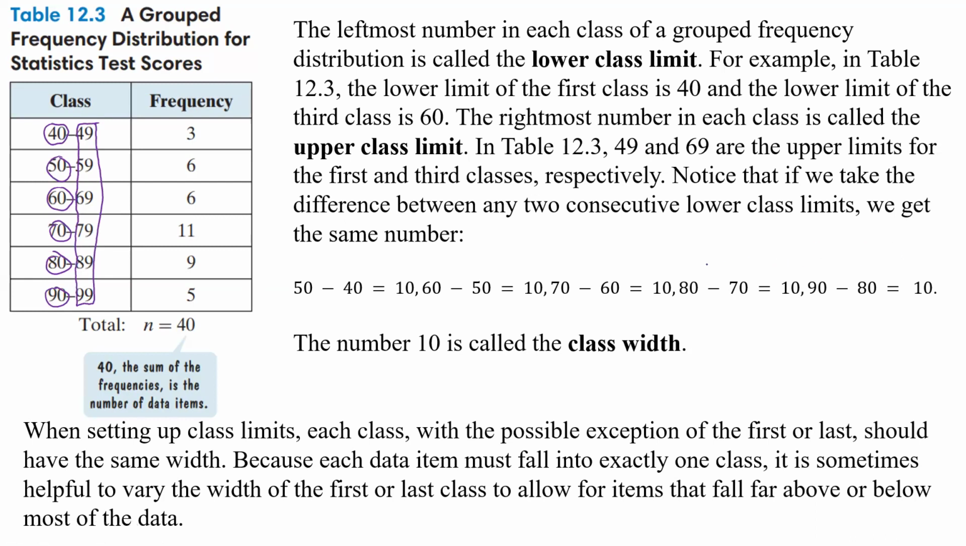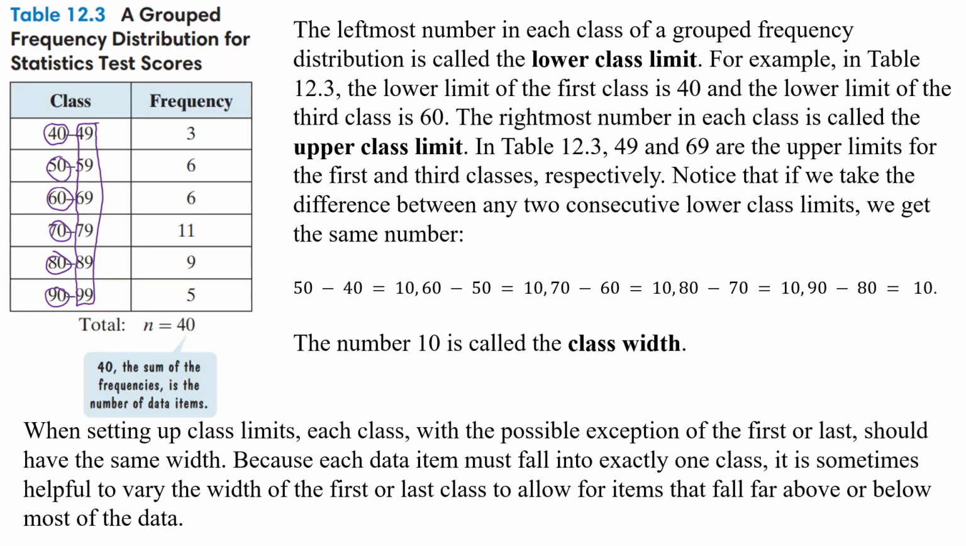Okay. And so now we're going to look at the difference between any two consecutive lower class limits. We are going to get the same number. So 40 to 50 is 10. 60 to 70 is 10. 80 to 90 is 10. So no matter what we do, it's all by 10. And that's kind of a key thing, how it is split up there. So that's called the class width. The width of each of the classes is 10.